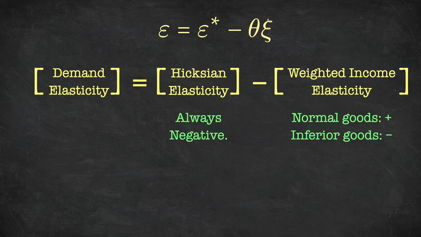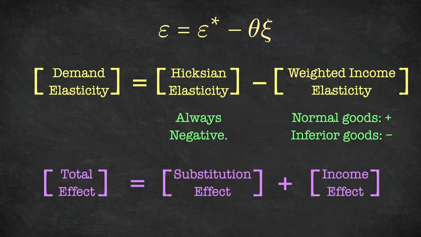When it comes to weighted income elasticity, well, this can go one of two ways. For normal goods, this is a positive number, so we're taking a negative number and deducting a positive. So we end up ultimately with demand elasticity being negative. For inferior goods, weighted income elasticity will be a negative number. So we're deducting a negative number. That is, we're adding something. So demand elasticity in that case for inferior goods could be negative, but it could also be positive, distinguishing between the inferior non-Giffen and the inferior Giffen goods.